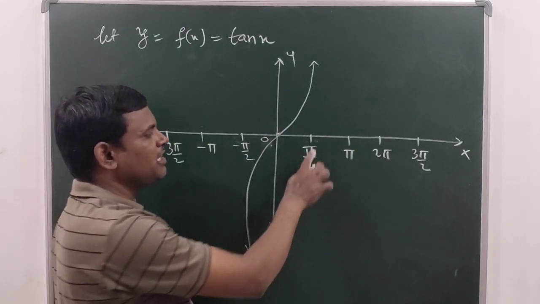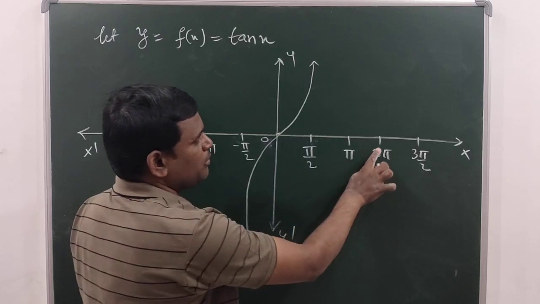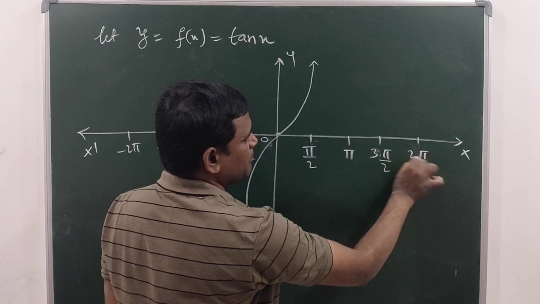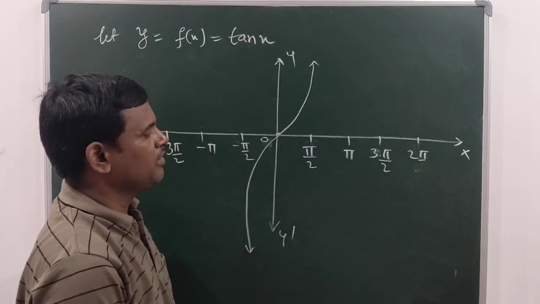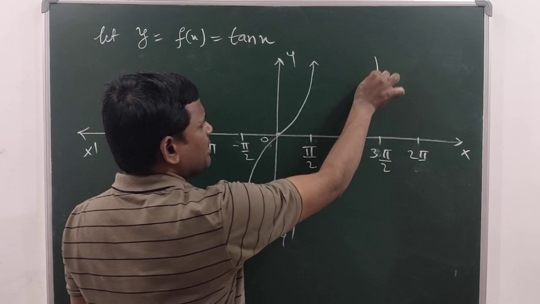Okay. Similarly, 90 to 270, here 270, here 2 pi will come. So from 90 to 270, you get the graph like this.